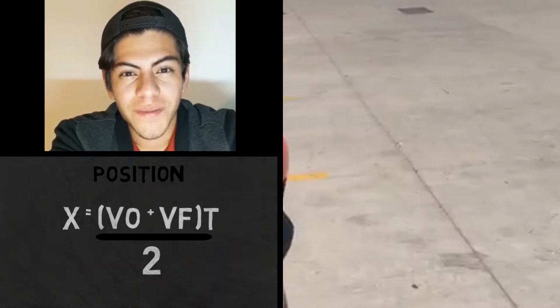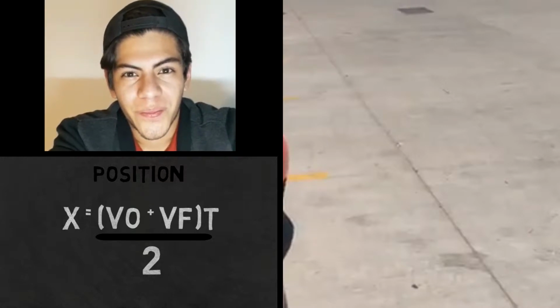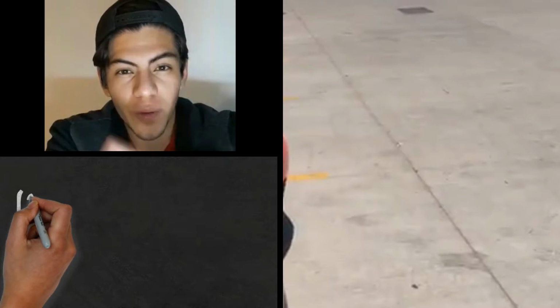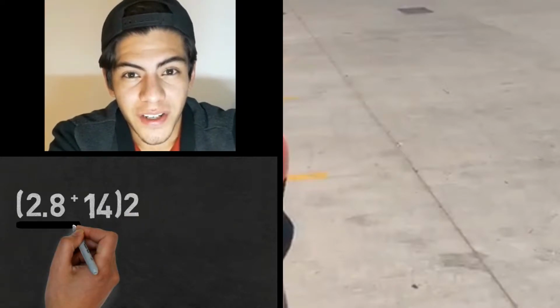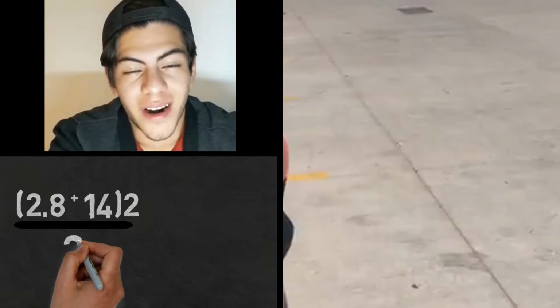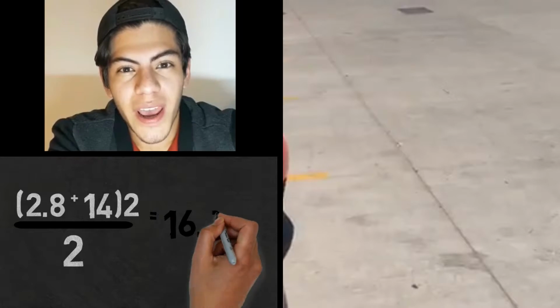Then we have to substitute the data on the formula for the real value. So 2.8, that is the initial velocity, plus 14, that is the final velocity, over 2 multiplying 2, that is the time, is equal to 16.8 meters.